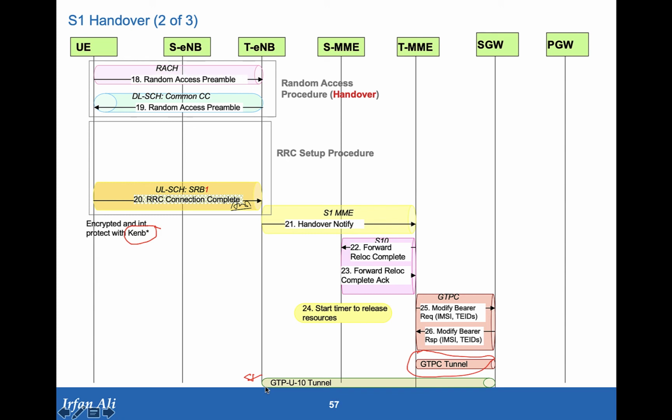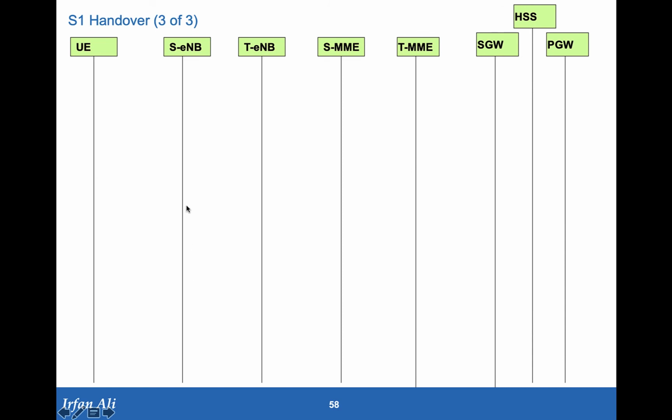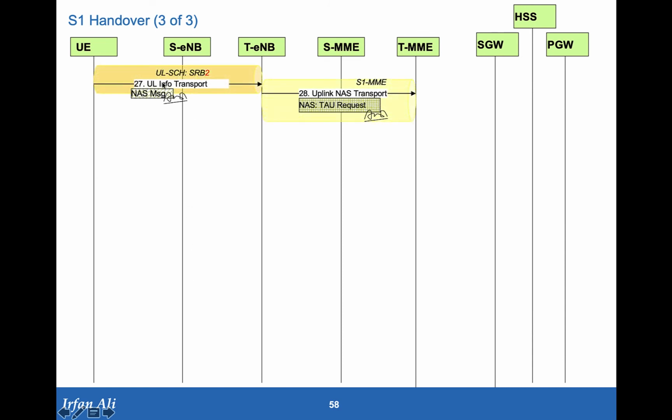The handover is very much complete, but there is one more part, which is the tracking area update. Since the UE has moved into a new tracking area, it must do a tracking area update that it sends through the target eNodeB to the target MME, saying, hey, this is a tracking area update.